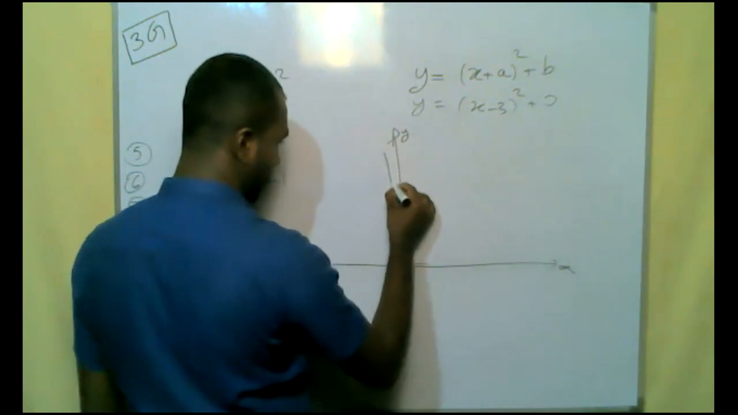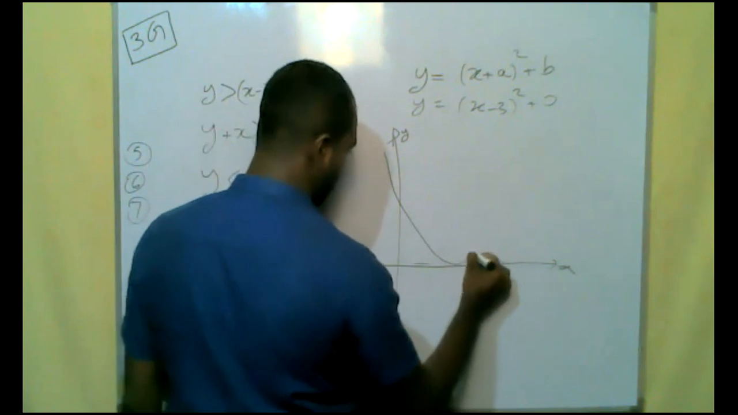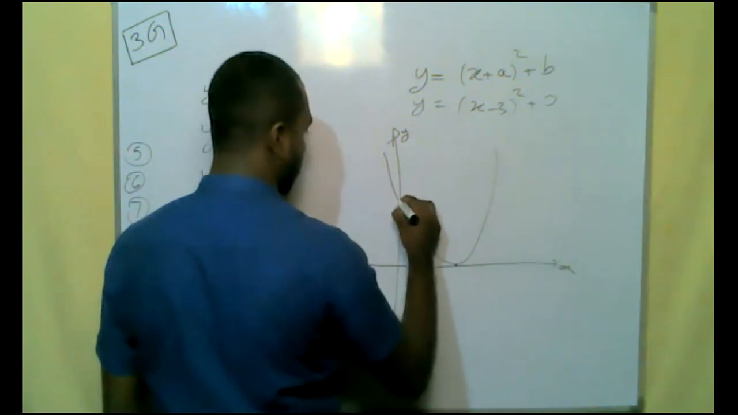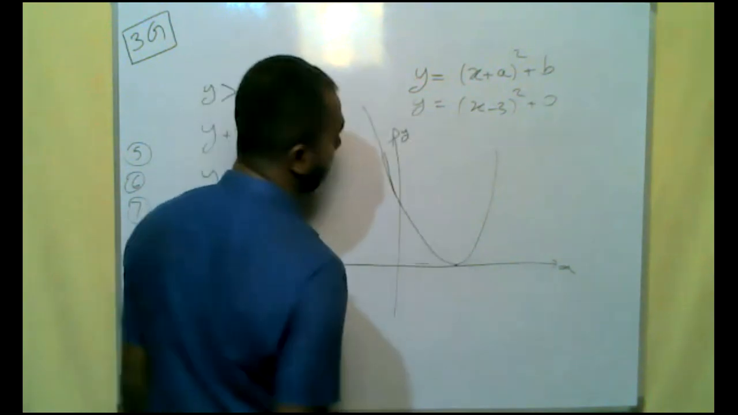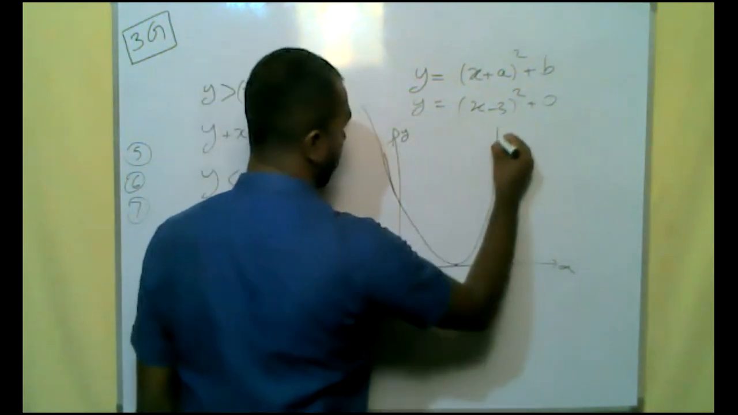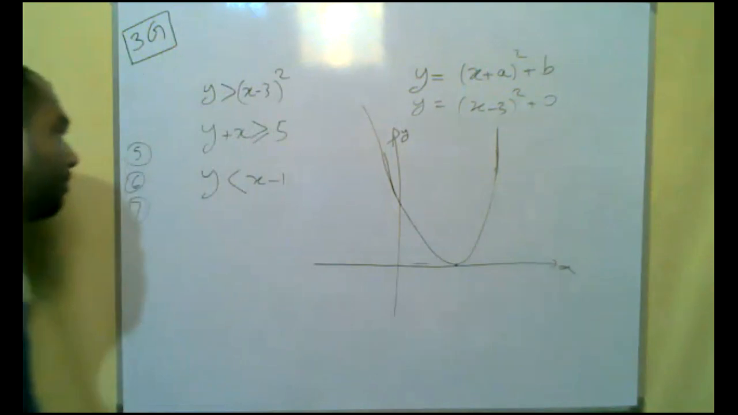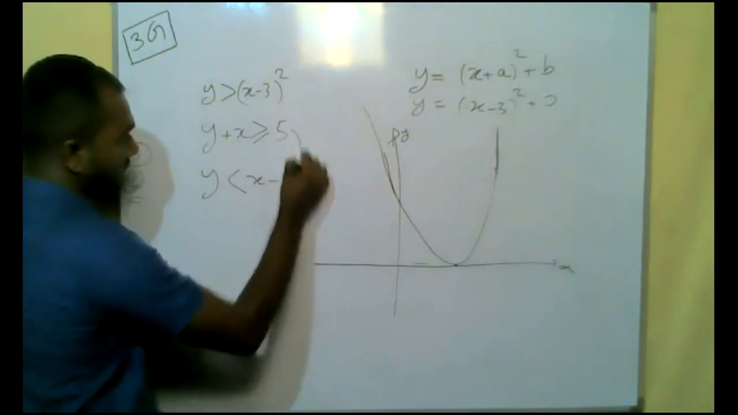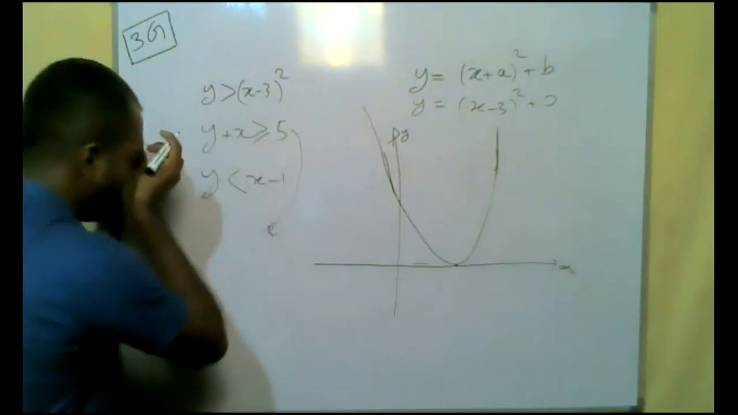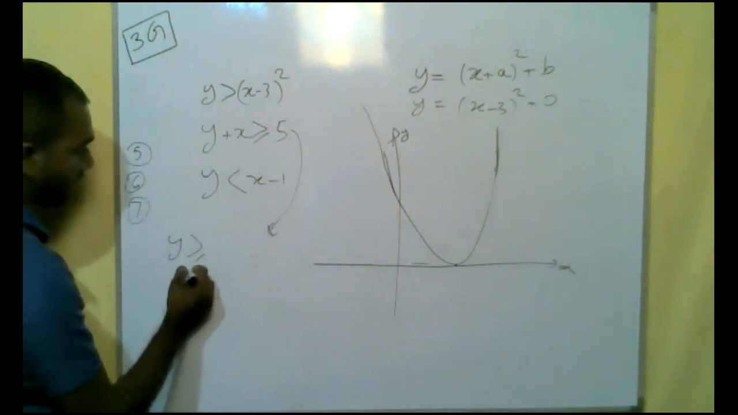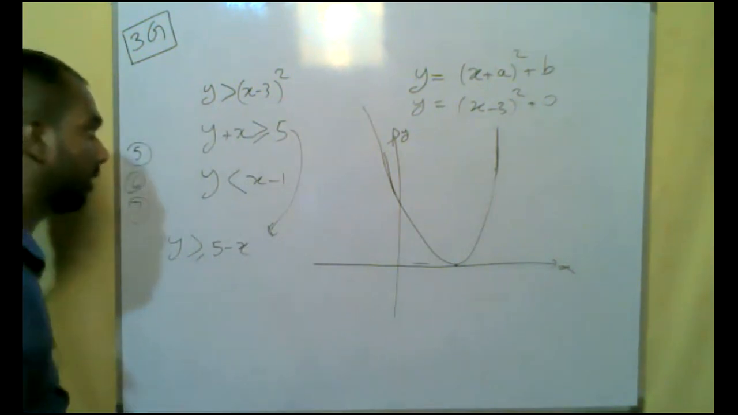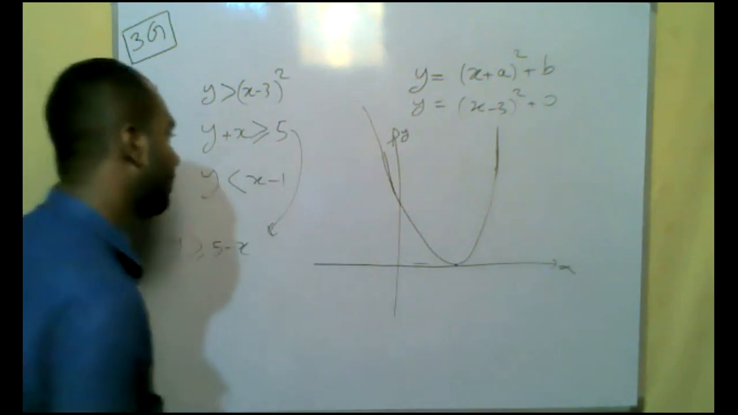So we are going to have an equation, only 3 it will touch here. Okay, what else we need? It's better if we can solve this part a bit. That means y should be greater than 5 minus x. Again, greater than 5 minus x.